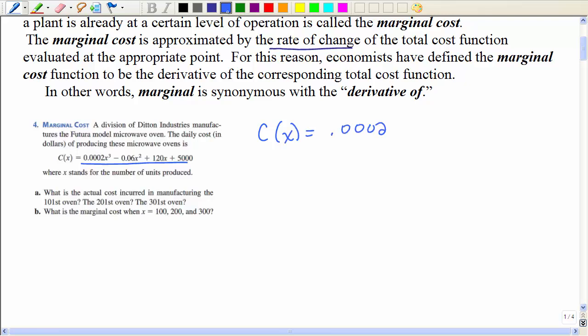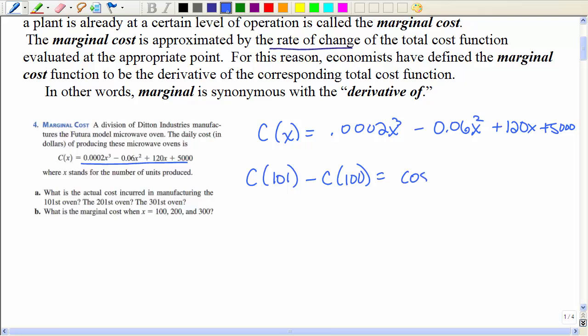If you think about it, this is the total cost. So if you plugged in 101, that would give you the total cost of making all 101 units. So if you want the actual cost of just the 101st, we need to take how much it cost to manufacture all 101 and subtract how much it costs to make the first 100, and then that difference would give us the cost of the 101st unit.